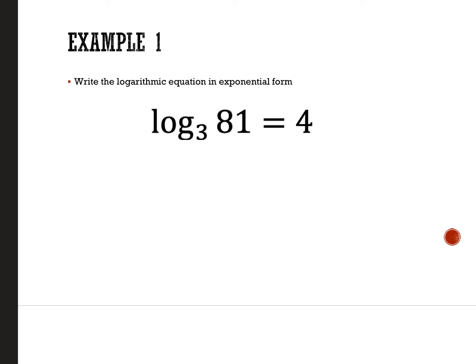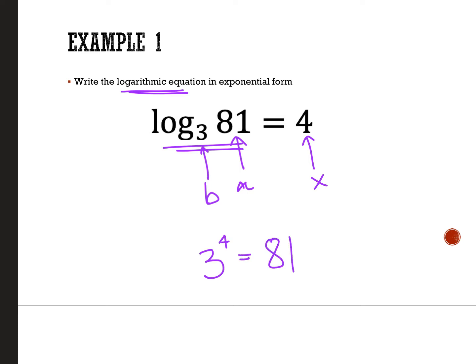It is currently logarithmic. We're going to change it to the other form, okay? So you just have to remember what goes where, all right? This is the base. This is the answer, and this is the exponent. Okay, so if you think about this, this means that the base raised to the exponent should equal the answer. Okay, and that is true. 3 to the 4th does equal 81. These two equations are representing the exact same information, just written a different way.